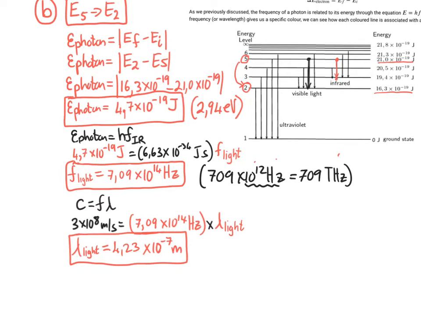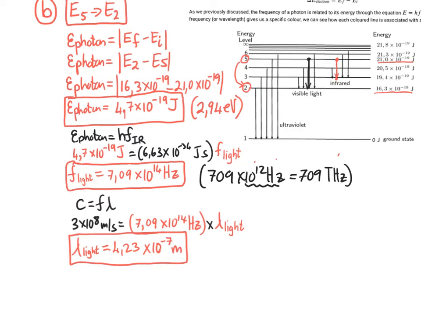We then substitute the frequency of the light into the general, or should I say the classical wave equation. So frequency is 7,09 times 10 to the 14 hertz. C is 3 times 10 to the 8 meters per second. We divide both sides by this value, and we get that the wavelength of light is 4,23 times 10 to the minus 7 meters. Now we want it in nanometers.